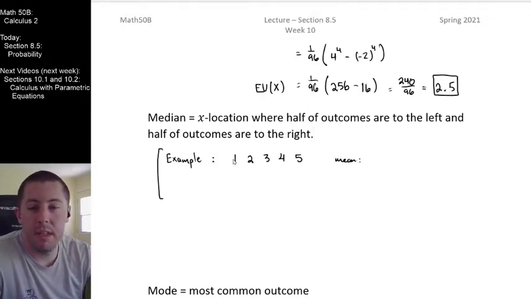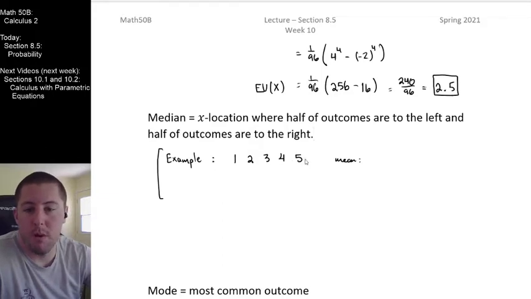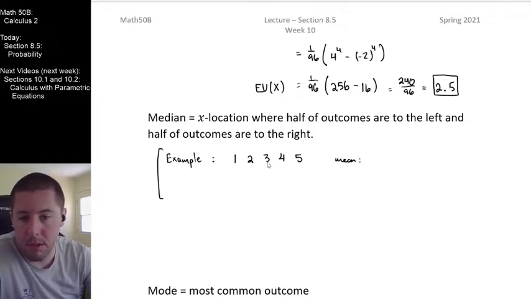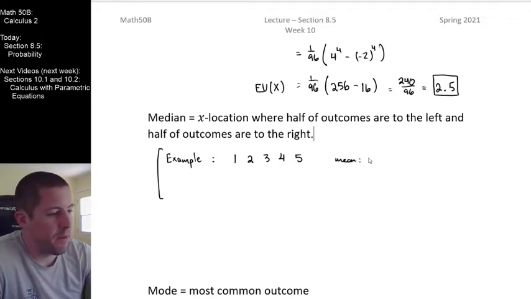If I give you this set of 5 numbers, 1, 2, 3, 4, 5, I could ask you what's the mean, what's the average? Since they're evenly distributed, it should just be the middle, but we can do the math. 1 plus 2 is 3, plus 3 is 6, plus 4 is 10, plus 5 is 15, divided by 5 total numbers that we added up is going to give us 3. That's the average. Now, what's the median here?